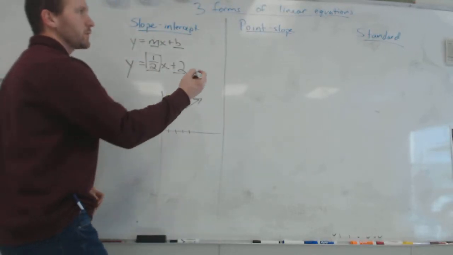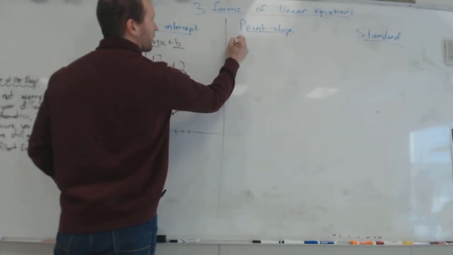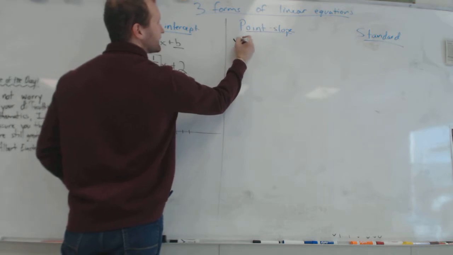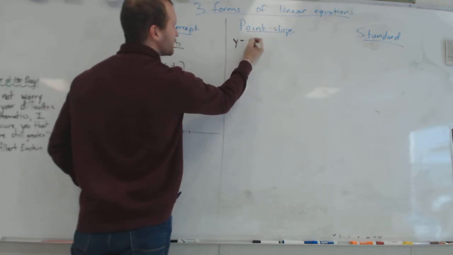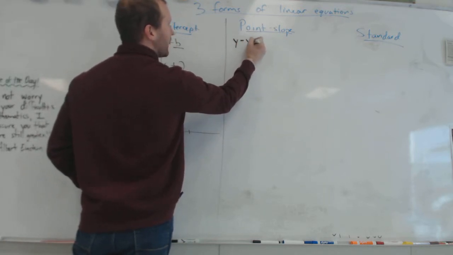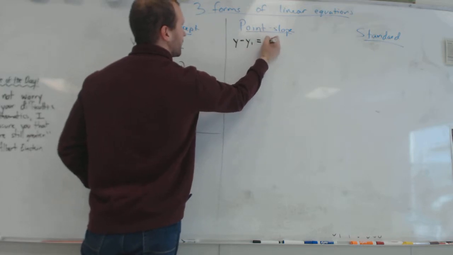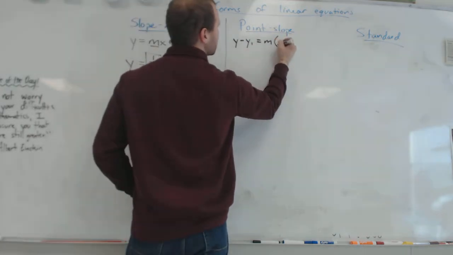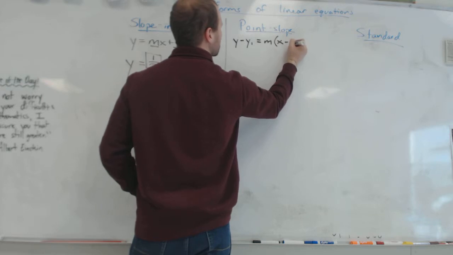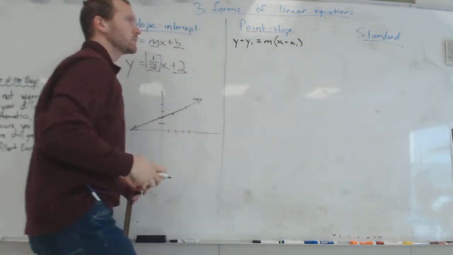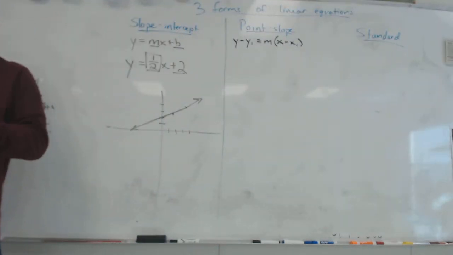What is point-slope form? Maybe it's new for everyone. y minus y1 equals m times x minus x1. Yeah, we never learned that. Okay, so this is new for everyone.